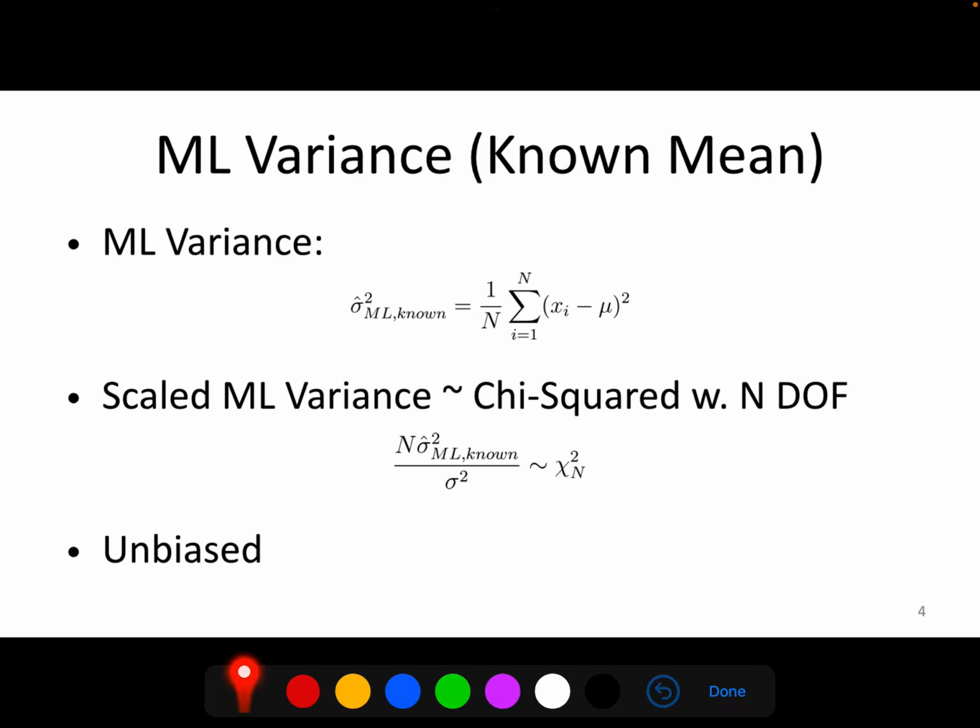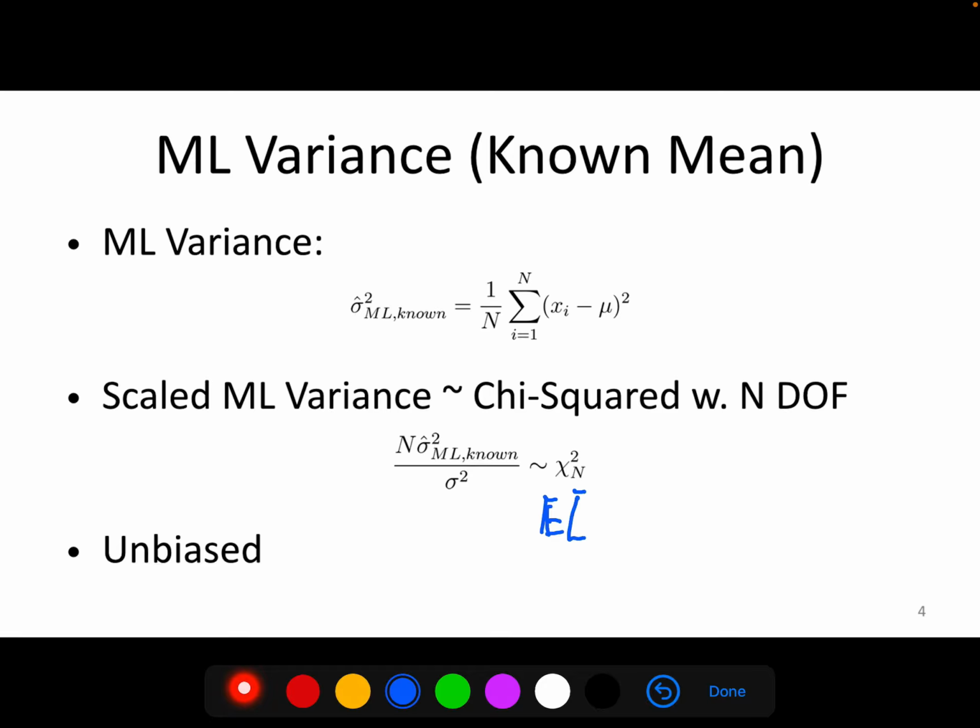First, let's handle the easy case. The mean mu is known. The maximum likelihood estimator of variance is simply the average of squared deviations from mu. And when the samples are Gaussian, this sum of squares follows a chi-square distribution with n degrees of freedom. The mean of the chi-square distribution with n degrees of freedom is n.